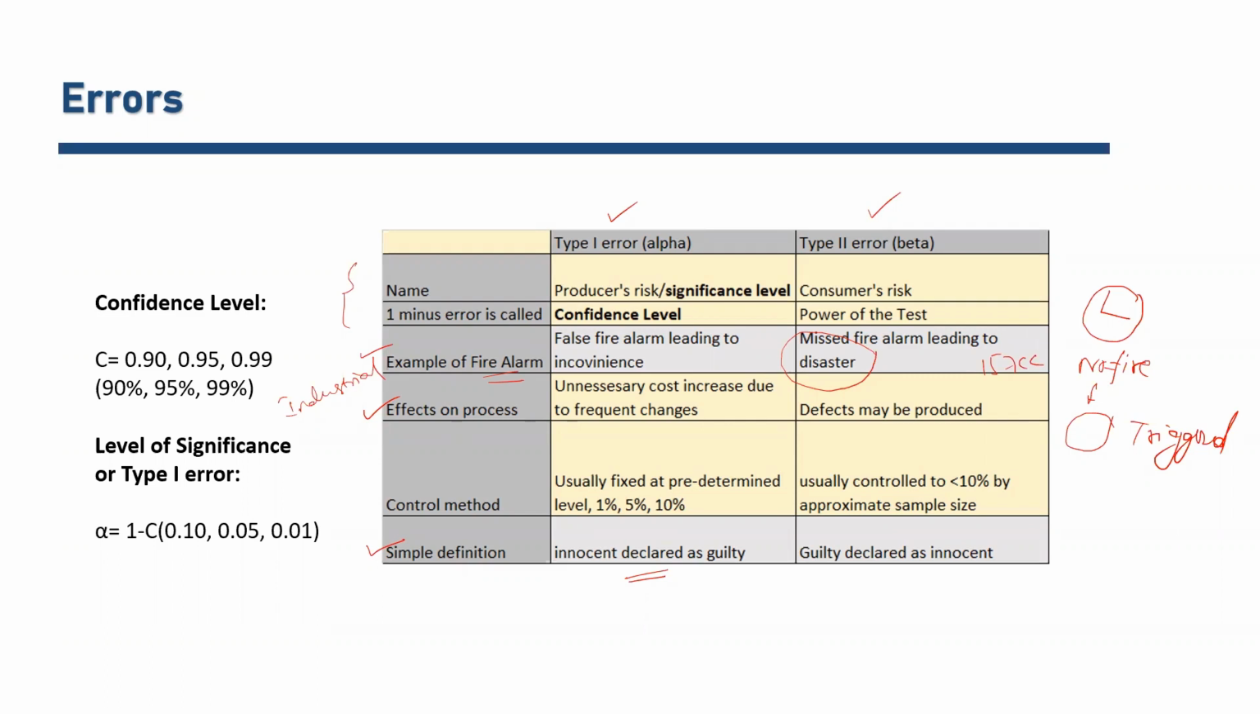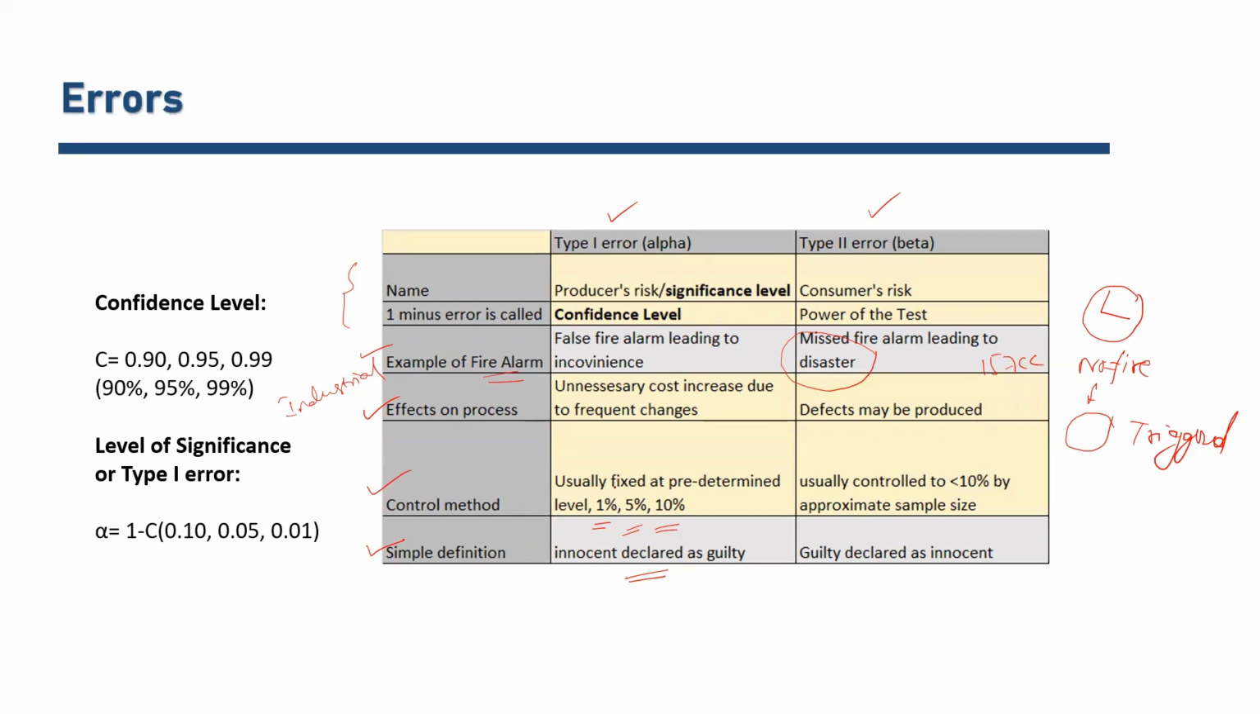Now the control method. The control method is usually fixed at a predetermined level of 1%, 5%, and 10%. So that we don't have this alpha error or type 1 error, we make sure that if we say 5%, 1 out of 20 error is okay, not a problem. When we say 1%, we make sure that this is much stricter: 1 out of 100 is not a problem. When we say 10%, we say that 1 out of 10 is not a problem, right? So this is how you control the method.